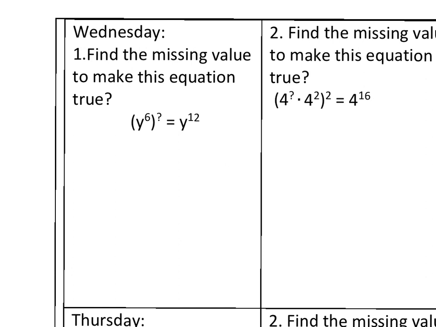Works for me. Alright, so what this question is asking for is y to the 6th power times something gives you y to the 12th power. Well, two ways of doing it. You could look at it and figure out 6 times what gives you 12, or the opposite of multiply is divide, and I'll tell you what it is. So y to the box equals 12 divided by 6 is y to the 2nd. So therefore, the 2nd power is the correct solution to that question.